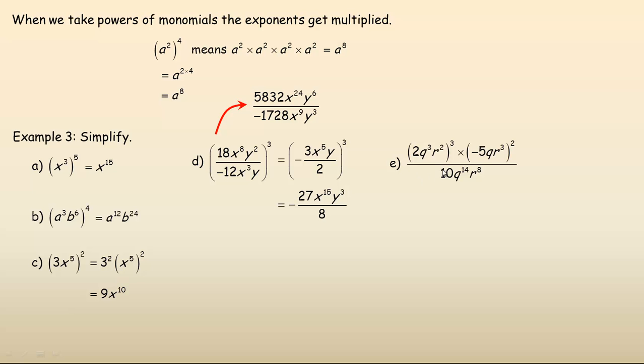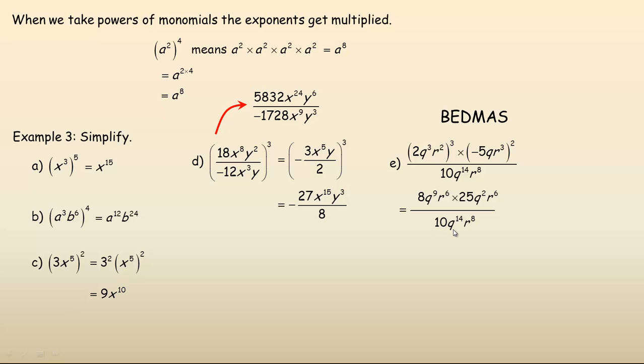Last one here, e. We've got some multiplying, power of a power. And if you remember order of operations, a lot of people call it BEDMAS, do the powers first. So cube this, square this before you multiply. Don't forget BEDMAS. So doing the cubing first here, 2 cubed is 8. q cubed, so 3 times 3 is 9. r squared cubed, 2 times 3 would be 6, and then times negative 5 squared, which means negative 5 times negative 5, which is 25. q squared is q squared, and r cubed squared, 3 times 2 gives you 6.